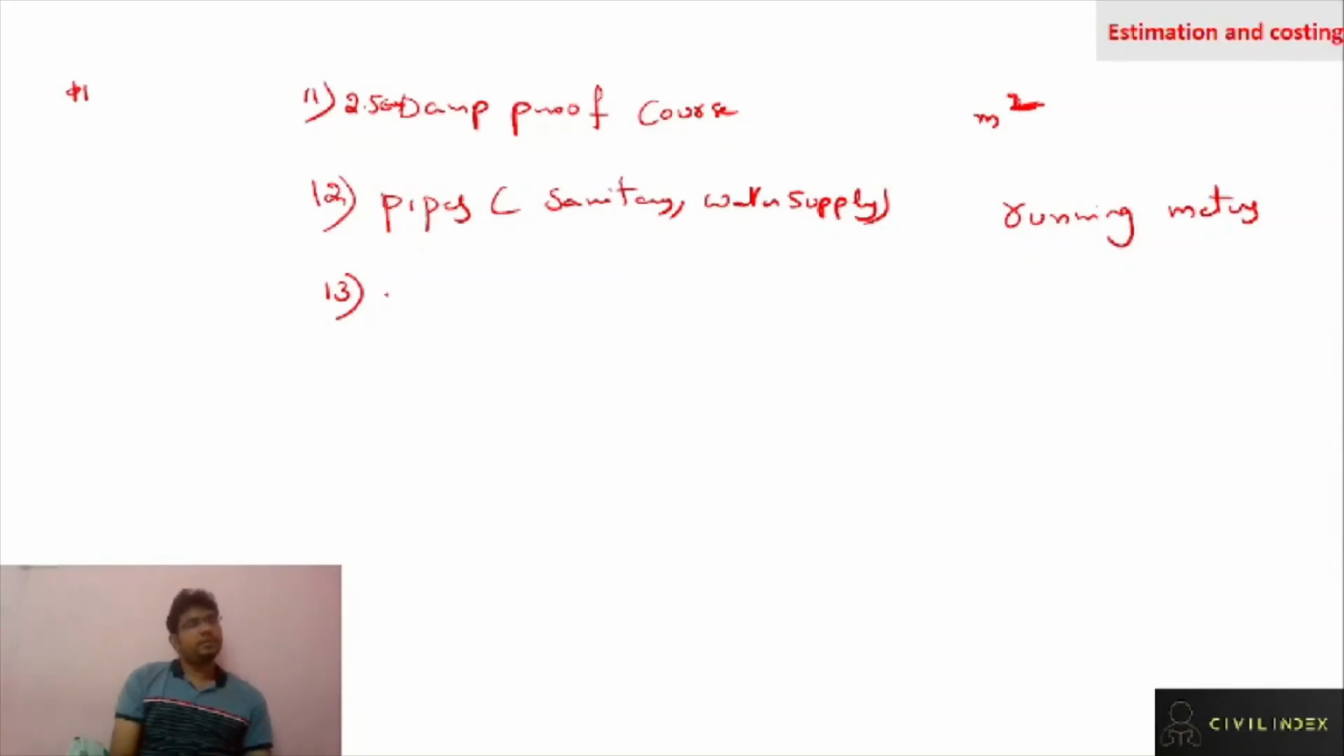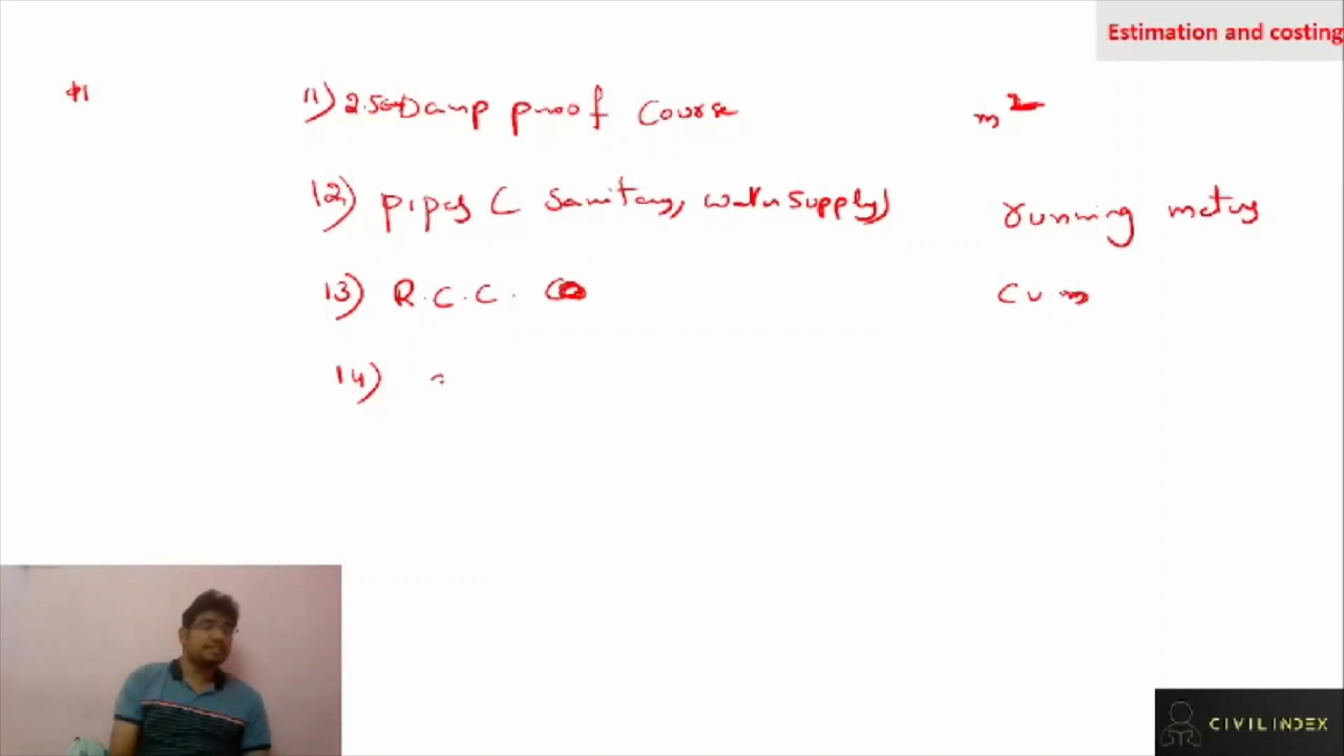We came to the construction of RCC components. We measure them in what units? Like the beams, the columns, the slab. What is the unit of measurement for RCC? Cubic meter. The unit of measurement for RCC is cubic meter. Very good.